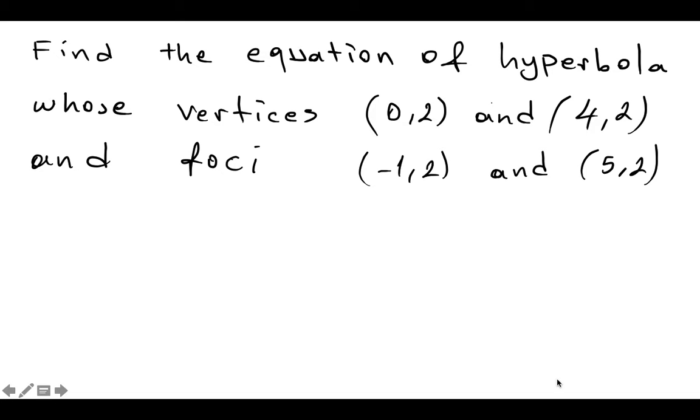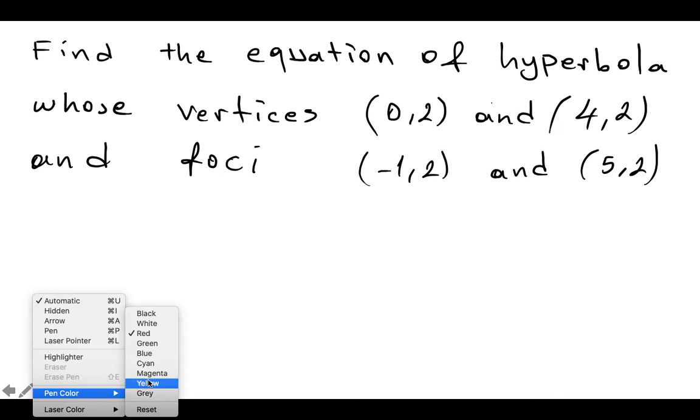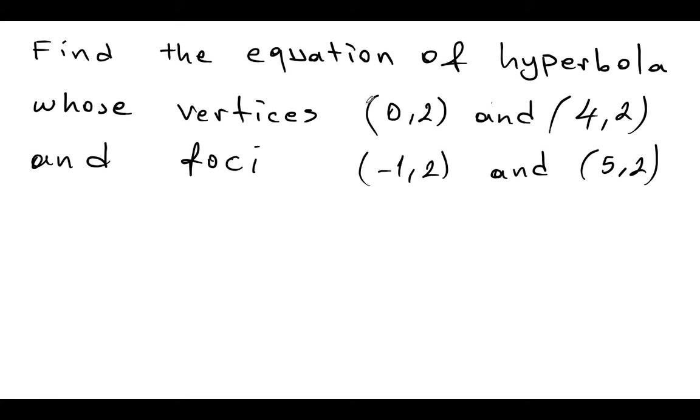Conic section questions. The question says: find the equation of the hyperbola whose vertices are given like this and the foci is this one.